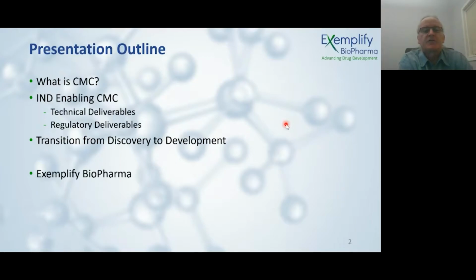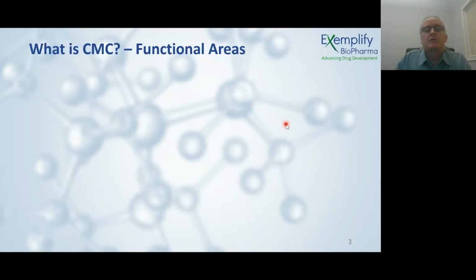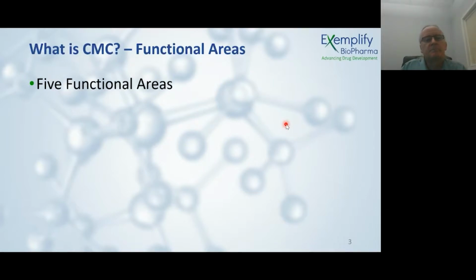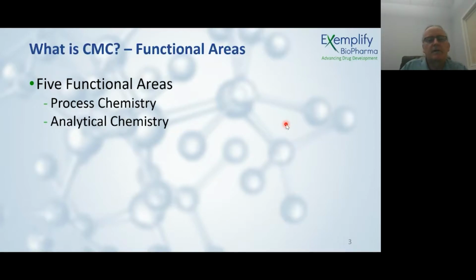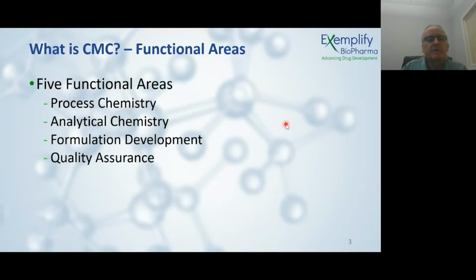And then a little bit about the transition, because there is a transition on many levels from the discovery environment, let's say, into the development environment. And at the end, maybe I'll talk just briefly about my company, Exemplify Biopharma. So what is CMC? CMC has a number of different functional areas associated with it. There are 5 functional areas: process chemistry, analytical chemistry, formulation development, quality assurance, and regulatory affairs. And all the activities of CMC pretty much fall under these functional areas.